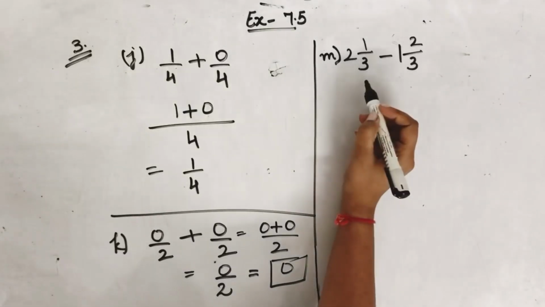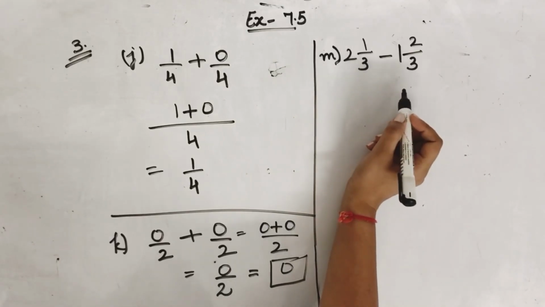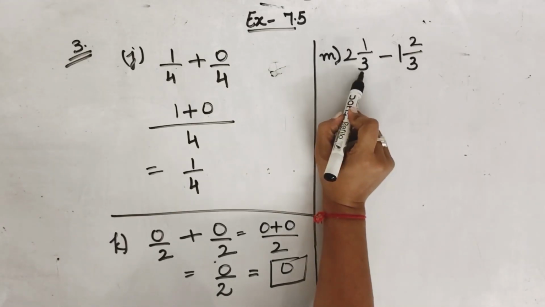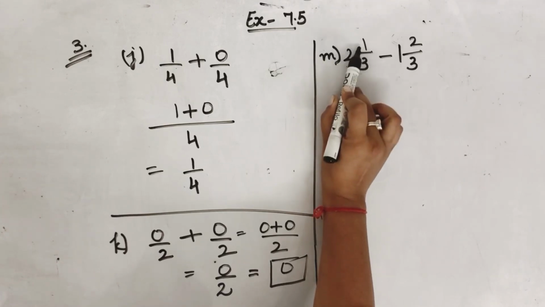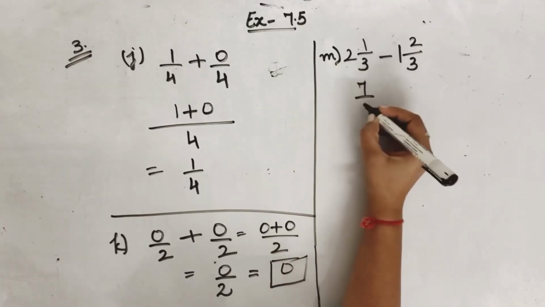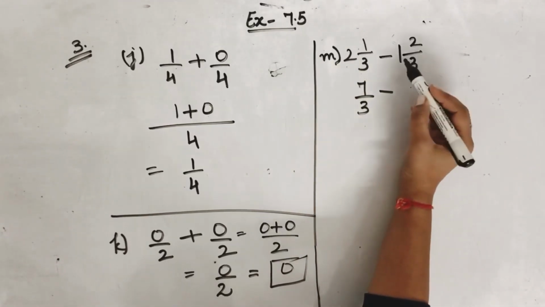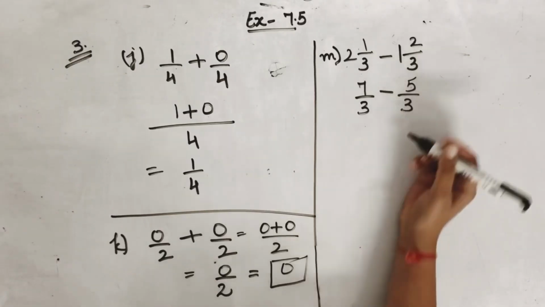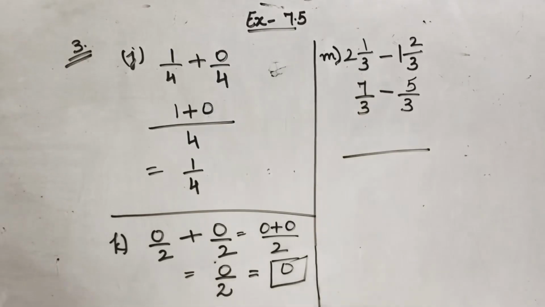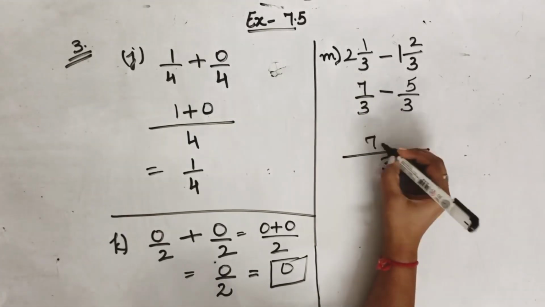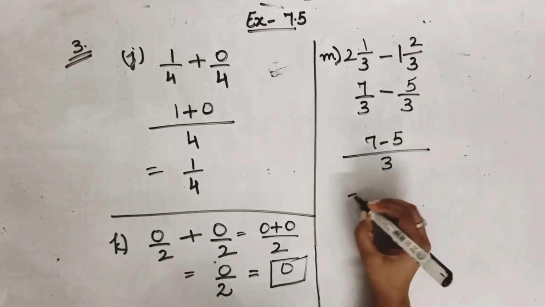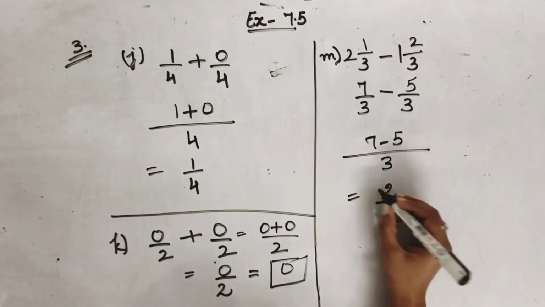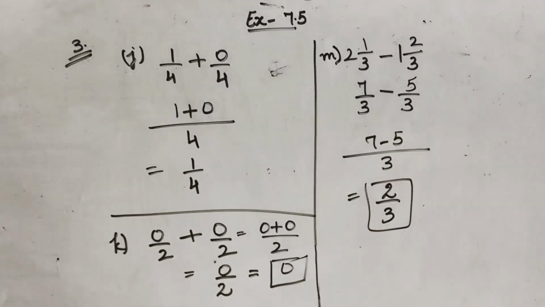So first you will convert them into improper fractions. So open this. 3 into 2 is 6. 6 plus 1 is 7. So it will be 7 by 3. 3 into 1 is 3, plus 2 is 5. 5 by 3. Now these two are like fractions. The denominator will be 3. In the numerator it will be 7 minus 5. So it is 2 by 3. 2 by 3 is the answer.